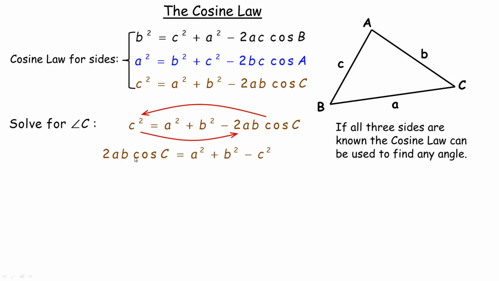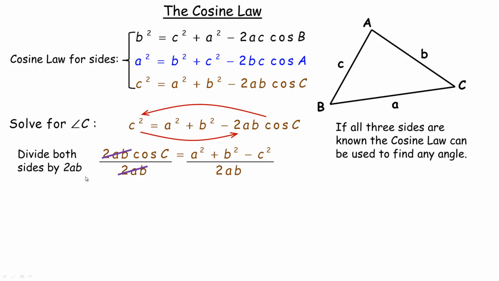So that term will be positive on the left, and there'll be a squared plus b squared minus c squared over here. Now, we want to isolate the cos C, so I want to get rid of this 2ab here. So I'm going to divide both sides by 2ab. So on the left here, the 2ab's divide out.